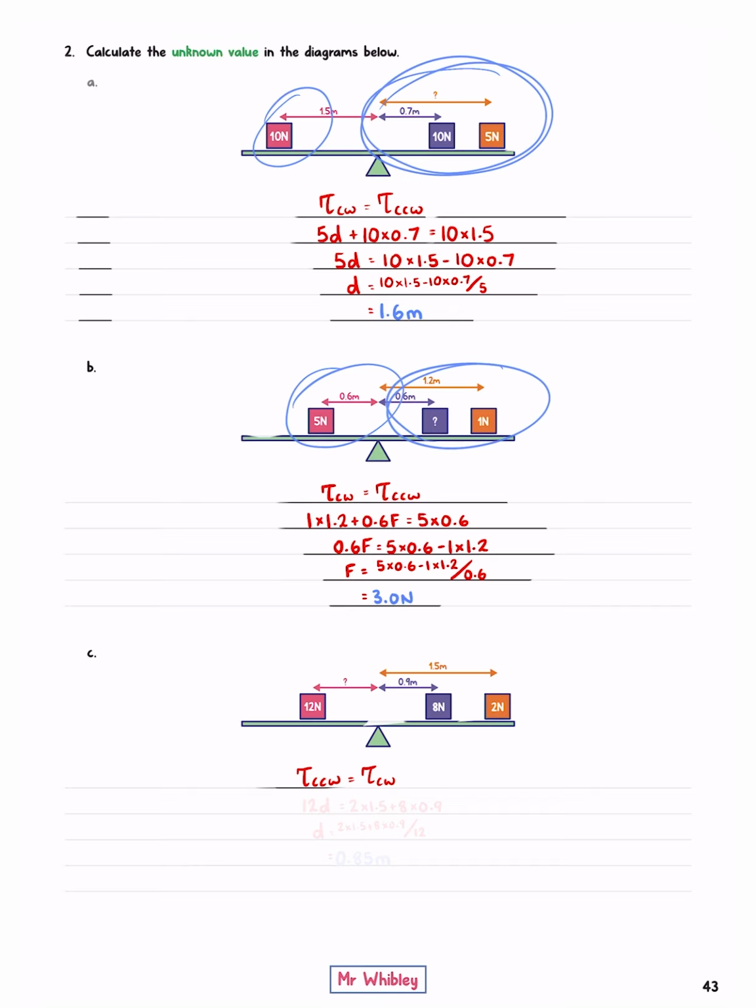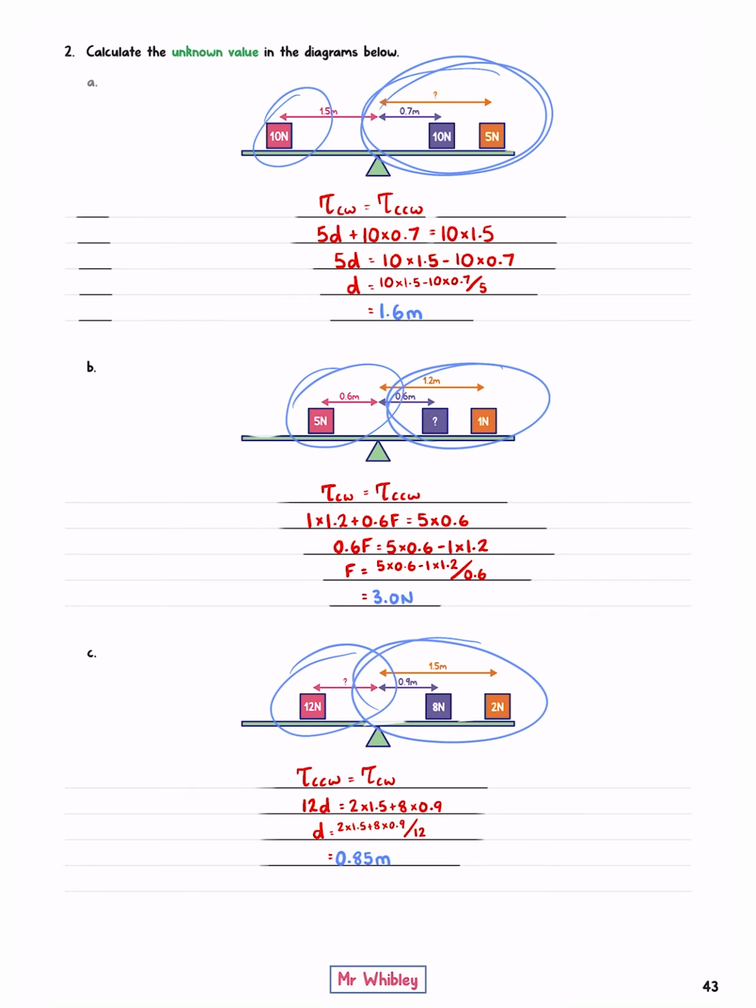Our counterclockwise torque is this one here, so we substitute its force times its distance, which is the unknown we're trying to find, and our clockwise torques are from these masses here, so we substitute their forces times their distances. Solving for distance by dividing both sides by 12 gives us 0.85 meters.